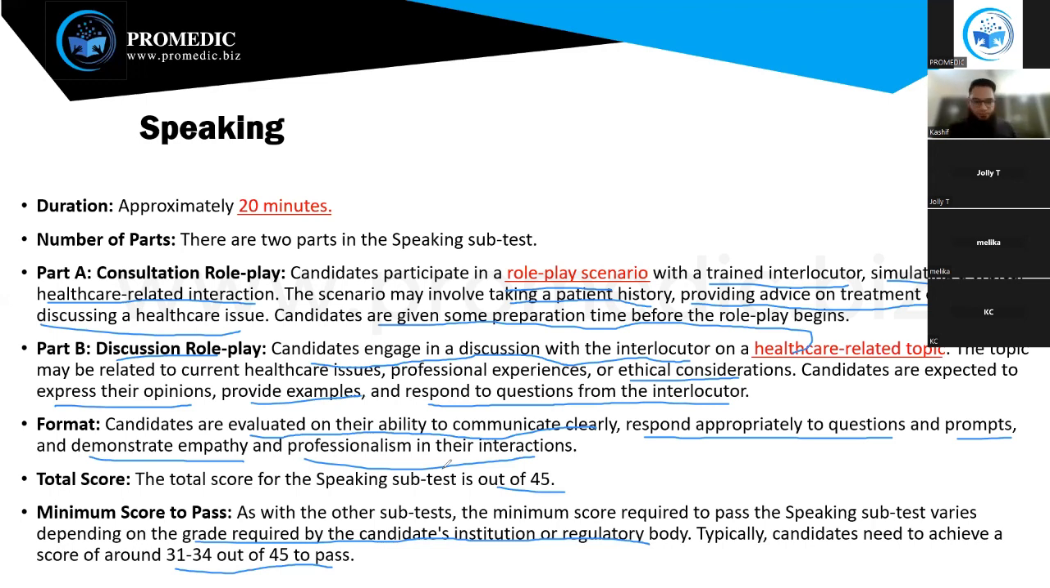Okay, so why I'm saying speaking is one of the easiest ones is because there is a trick. You have to break down the speaking one. There is a cheat code for everything.